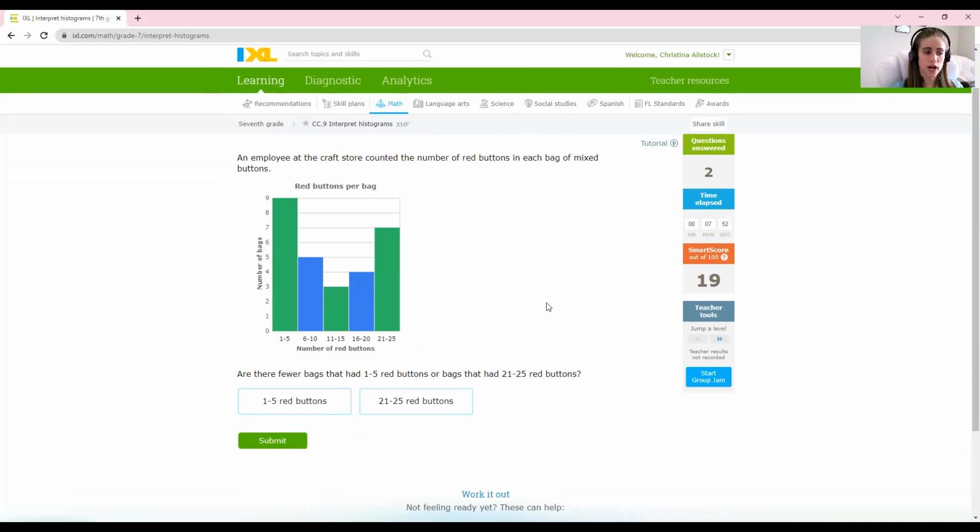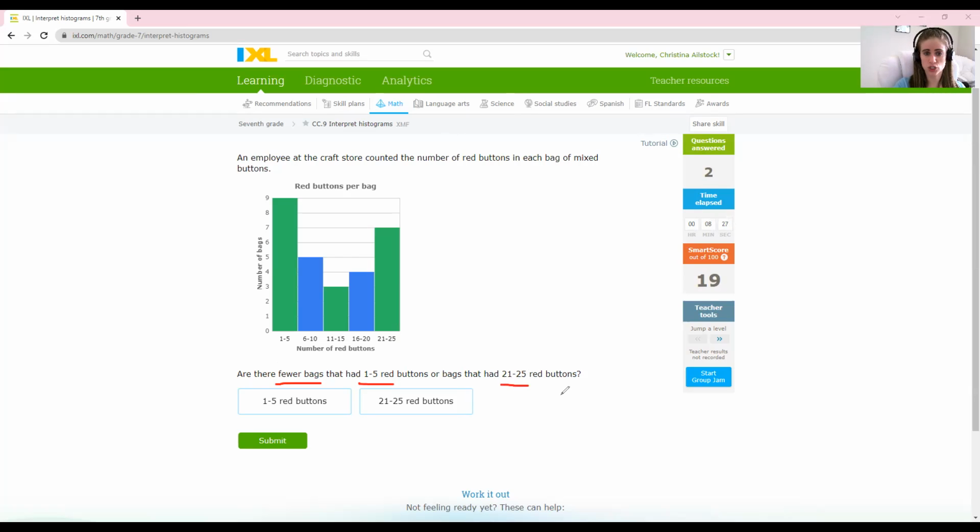An employee at the craft store counted the number of red buttons in each bag of mixed buttons. Are there fewer bags that had 1 to 5 red buttons, or bags that had 21 to 25 red buttons? Whew, I got a lot in that question. All right, let's read it and break it down. So we want to know, are there fewer bags? So are there lesser bags in the section of 1 to 5 buttons or 21 to 25 buttons?